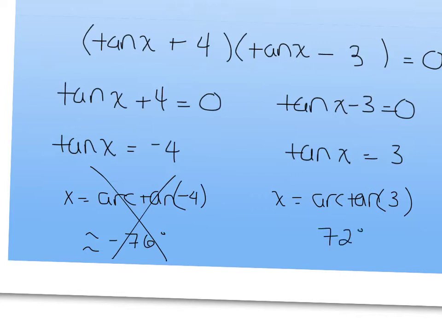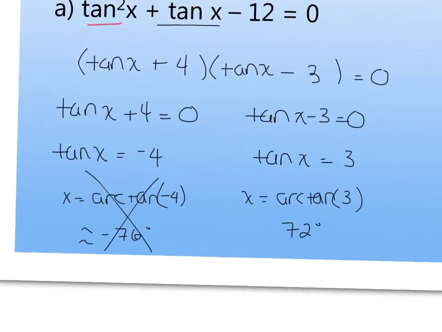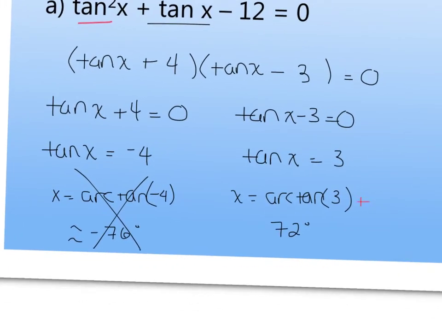But remember that if I'm listing all possible solutions, oh, I meant to write n pi. It's plus n pi. So if I'm adding 180 degrees to 72, I'm going to get 252 degrees. So I really have two solutions happening here. So my only solution's coming actually from this one.